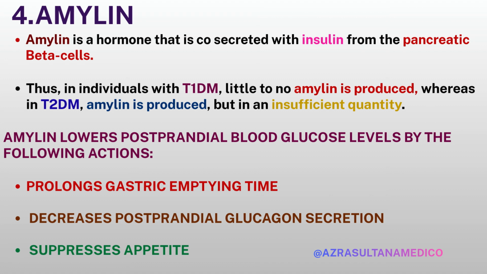Amylin lowers postprandial blood glucose levels through the following mechanisms: it prolongs gastric emptying time, slowing the rate at which food leaves the stomach, leading to a more gradual absorption of glucose; it decreases postprandial glucagon secretion, reducing the inappropriate release of glucagon after meals, which helps prevent excessive glucose production by the liver; and it suppresses appetite and promotes satiety, reducing food intake and contributing to better glucose control. Overall, amylin complements the action of insulin in maintaining postprandial glucose balance.